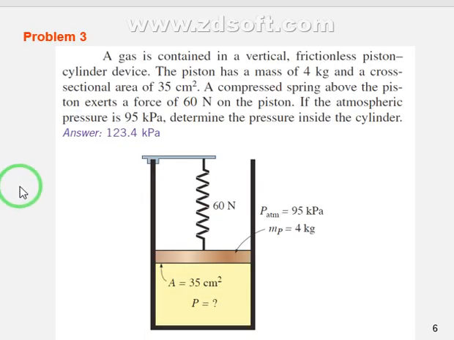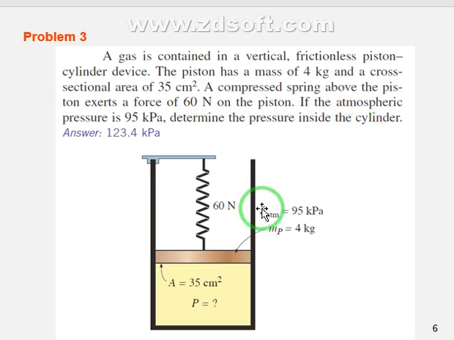Example problem number 3. Nice example. You see, guys, we have gas contained in a vertical frictionless piston-cylinder device, as you see here. The area of the piston is 35 square centimeters and its mass is 4 kg. Atmospheric pressure is 95 kilopascals, and this spring exerts a force of 60 Newtons on the piston. We need to determine the pressure inside the cylinder.